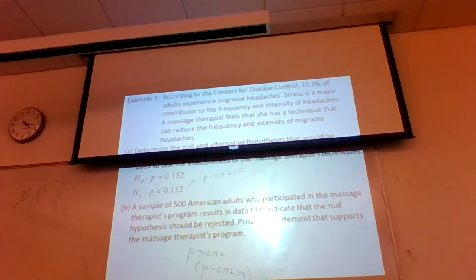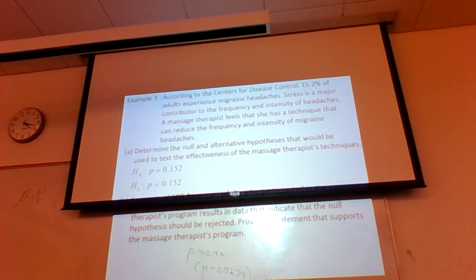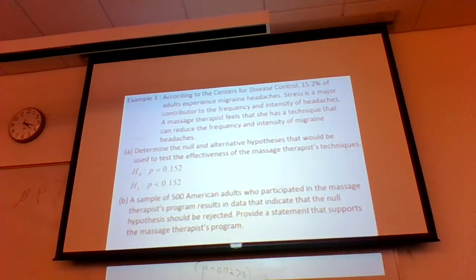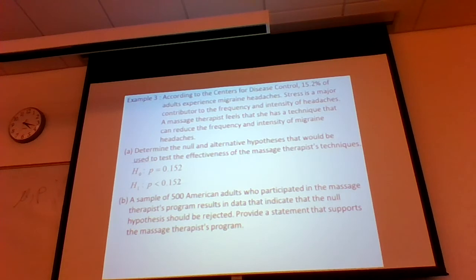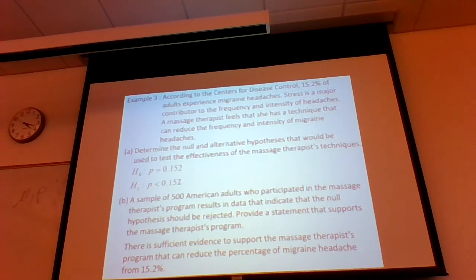So let's read part B. Data from 500 American adults who participate in the massage therapist program indicate that the null hypothesis should be rejected. Provide a statement that supports the massage therapist program. You would say there is or there is not? There is, because you're rejecting it. So you want to say there is sufficient evidence that the massage therapist program can reduce the percentage of migraine headaches from 15.2%.